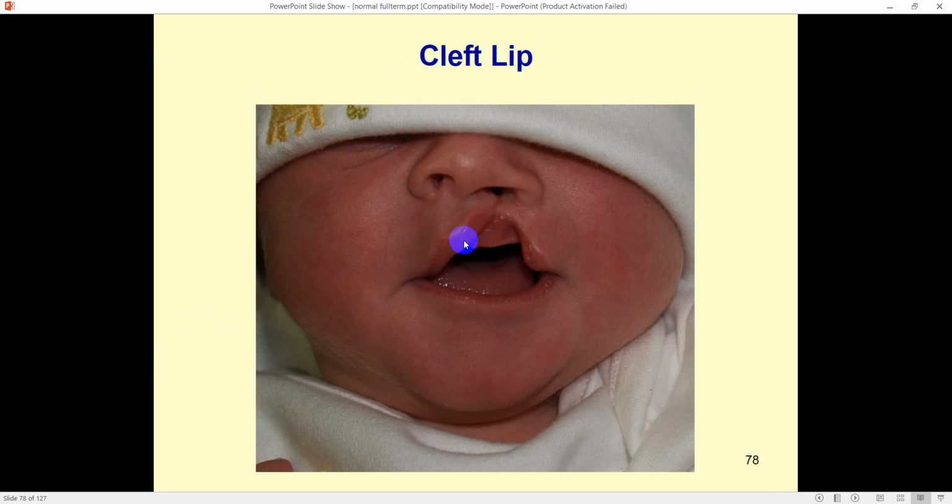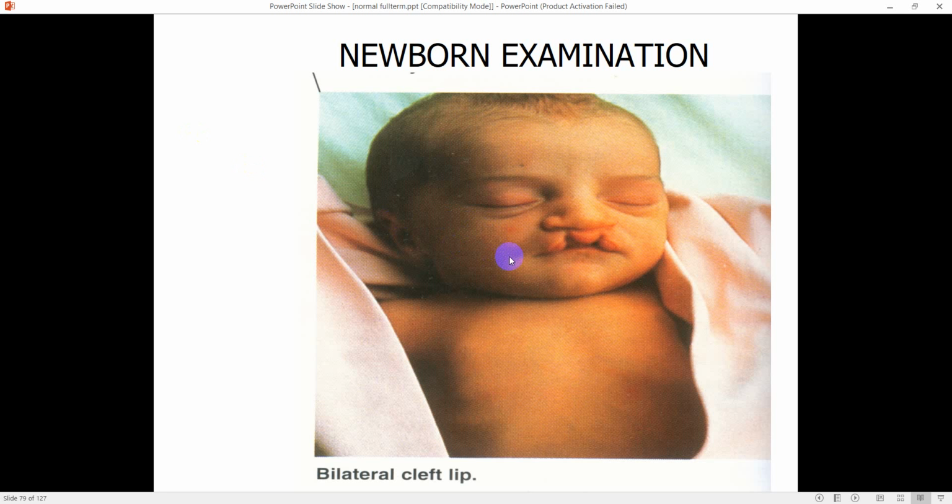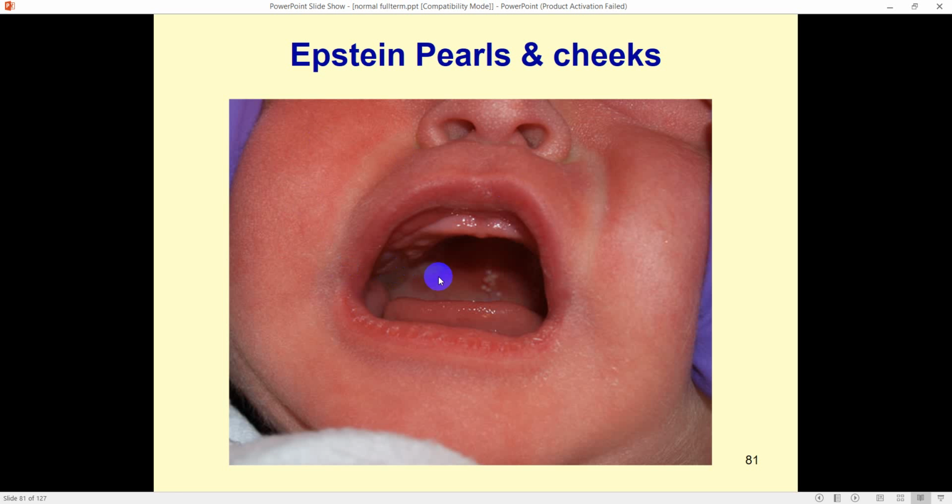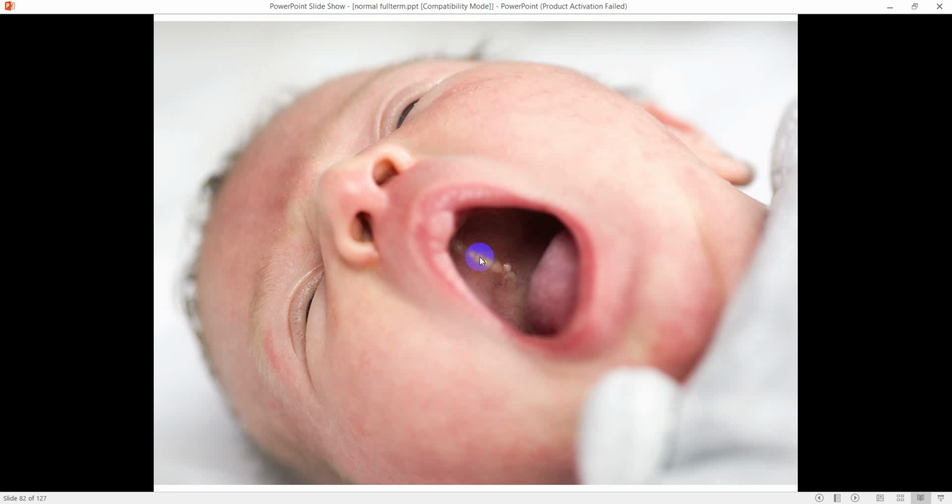This is a cleft lip. This is bilateral cleft lip. This is obvious cleft palate. This is called Epstein pearls. This is the white material in the roof of the mouth, which is normal. Again, there is a retention of this material.